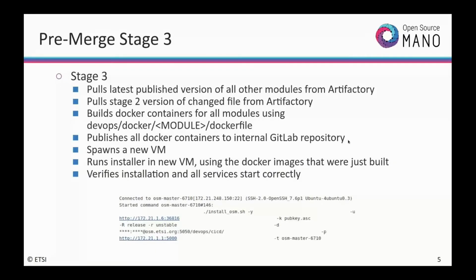So all of the Docker containers are published, then a new VM is launched, and we install OSM using those Docker images we built. So here's an example of the install OSM command. It says what apt repository to use for Debian packages. And here it says what tag from the osm-etc.org internal GitLab repository to use. So this tag matches the build number that's currently in progress.